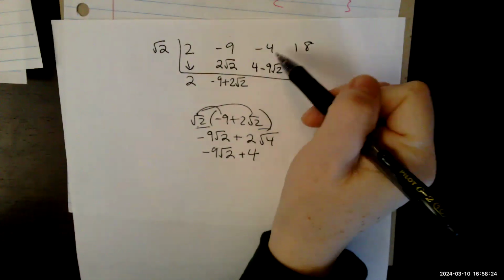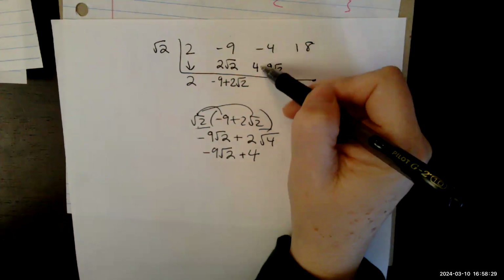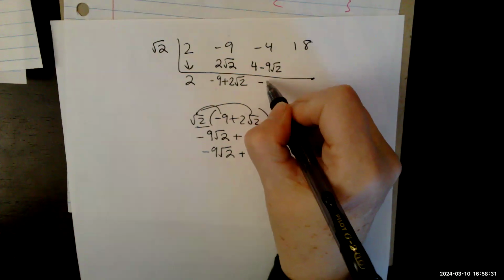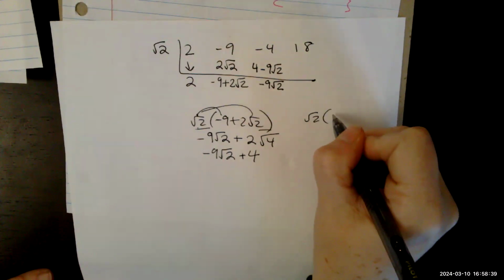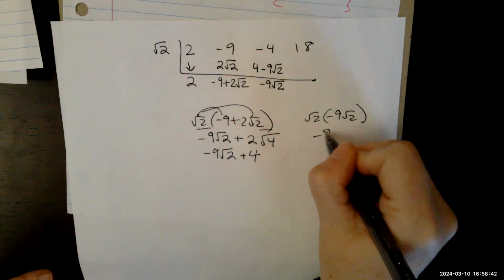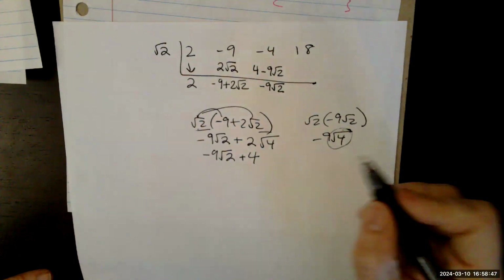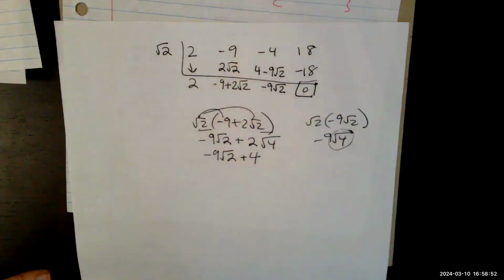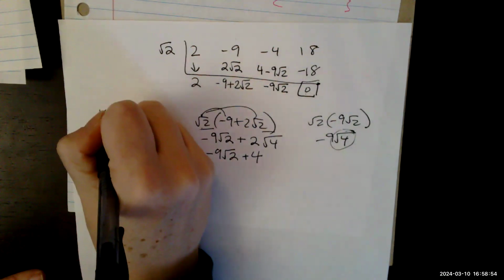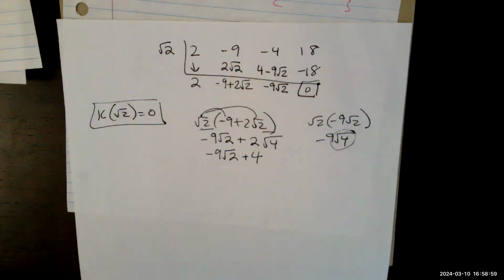So when I go to add these, I'm only allowed to add the negative 4 and the 4. And when I do that, they wipe out. So I really only have the negative 9 square root of 2 left. And then now I need to do square root of 2 times negative 9 square root of 2. I can multiply the 2 square roots again, and then they become a nice number again. So negative 9 times 2 is negative 18. And again, we ended up with 0. Definitely will not happen every time, but it worked out nicely.